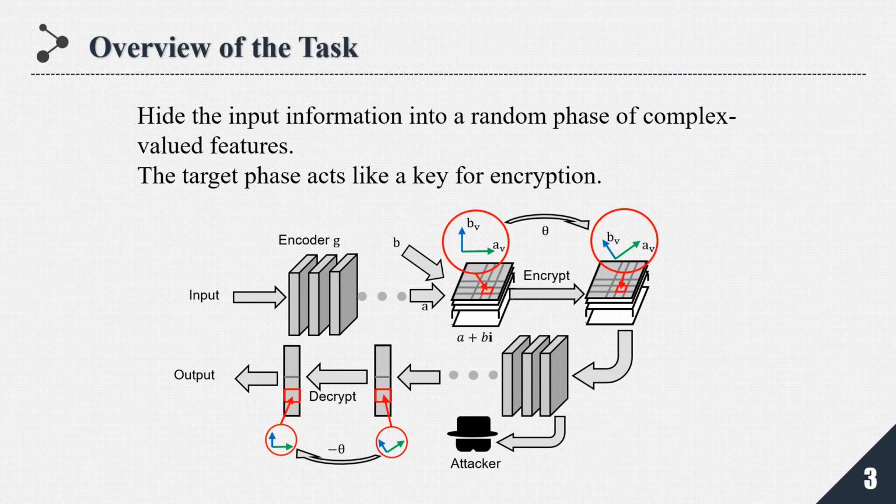Without the target phase, the attacker cannot extract the original input information, even if the attacker can get the intermediate layer feature and parameters of the neural network. As for the user with the target phase, they can easily decrypt the feature and recover the output from the encrypted features.